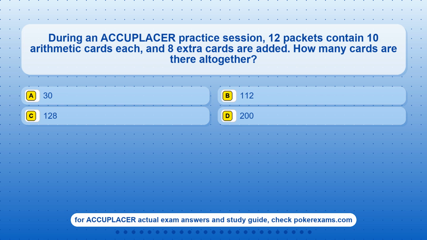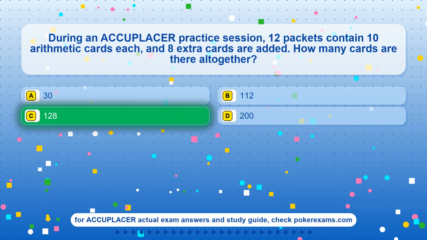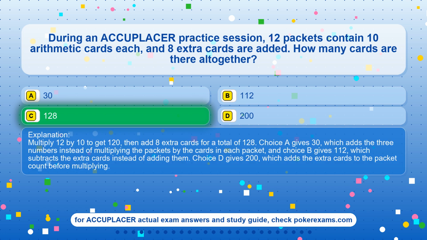Question 1. During an Accuplacer practice session, 12 packets contain 10 arithmetic cards each, and 8 extra cards are added. How many cards are there altogether? Option A, 30, Option B, 112, Option C, 128, Option D, 200. The correct answer is Option C, 128. Multiply 12 by 10 to get 120, then add 8 extra cards for a total of 128.